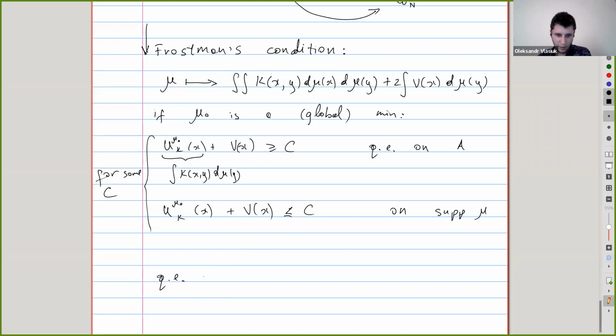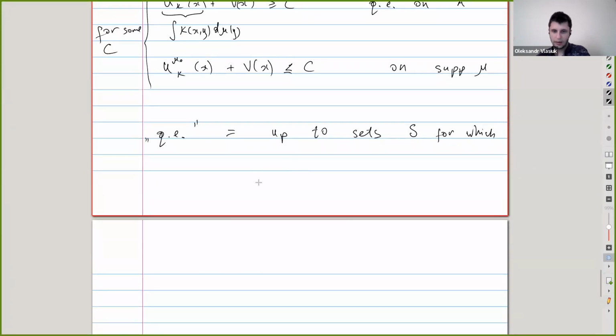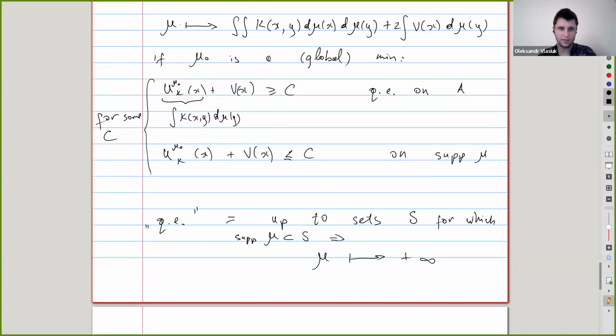Okay, and so quasi everywhereness means up to, let's say, sets S for which mu supported inside S implies mu is sent by our functional to plus infinity. Right? So the arrow is the same arrow as you have seen up here. Same arrow.